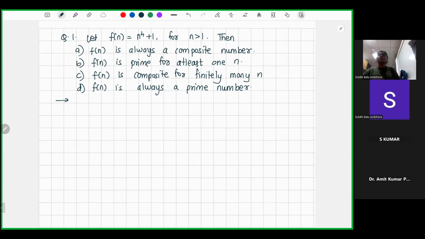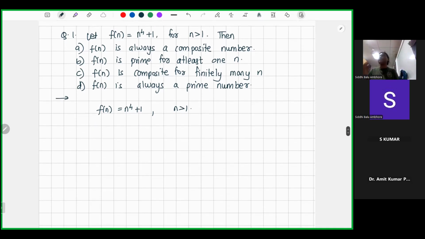So I hope you all know what composite and prime numbers mean. They are asking whether this f of n, that is n power 4 plus 1 with n greater than 1, we have to check what kind of numbers are coming as an image of this f, whether they are prime or composite. So that is what this question is asking us. Any guesses which one? There could be multiple options which can be true.